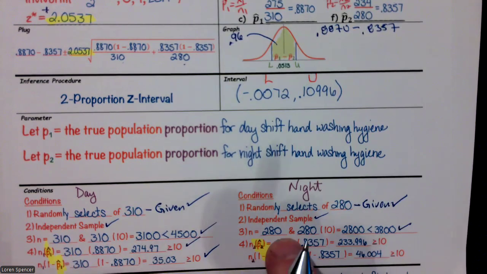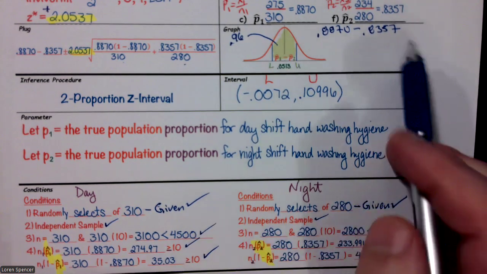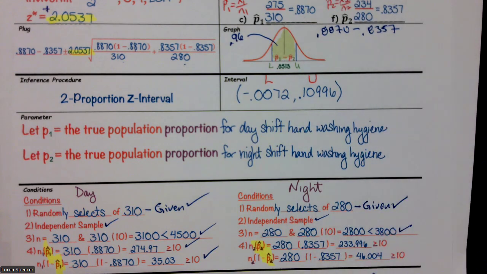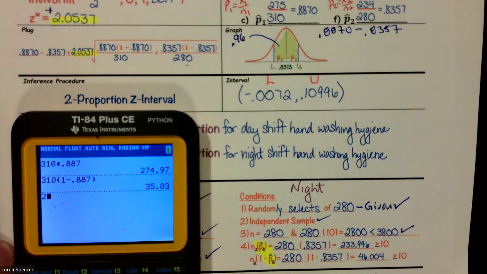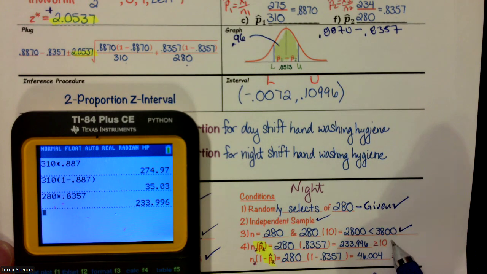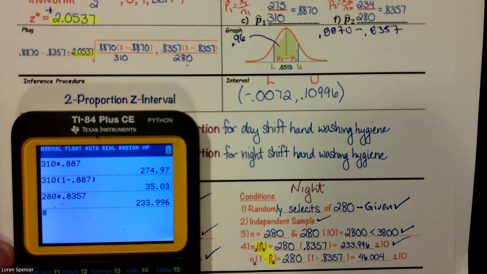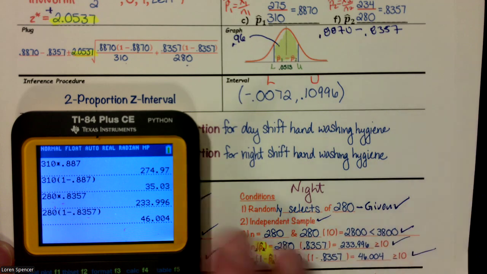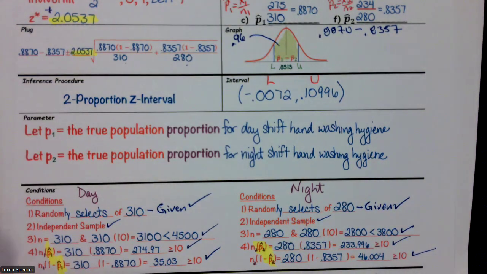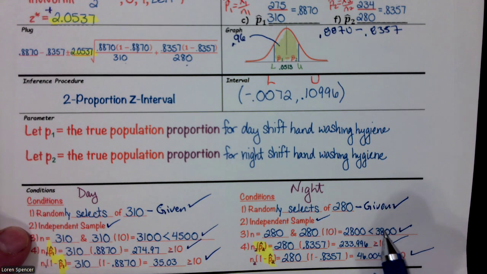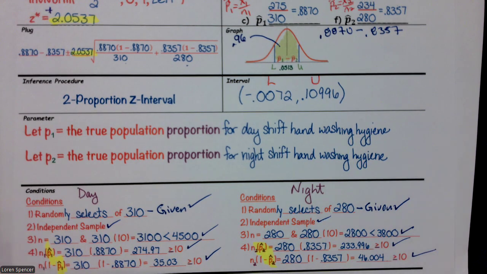So this one's big enough, but now I need to check the other one. Well, p hat 2 is 0.8357. So here we go: 280 times 0.8357, and we get 233.96, greater than or equal to 10. Good to go there. And then 280 times (1 minus 0.8357) is 46, and that's also greater than 10. So in this case, we know that our sample size is large enough. It's not too big. We check that here, and it's less than 10%. And here it's big enough to be normal.